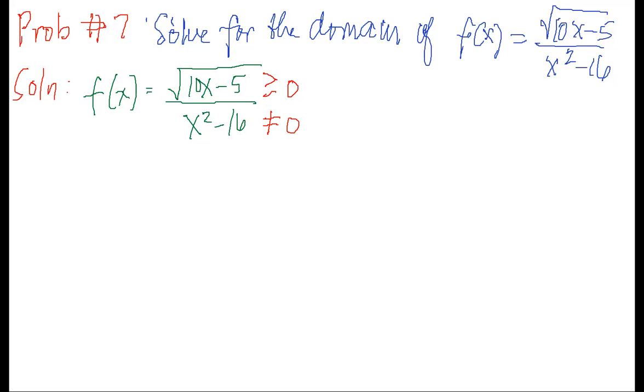So let's consider two conditions that we need to solve. Let's consider the numerator first. We know that 10x minus 5 is a radicand, and it should be greater than or equal to 0. And I hope you already know the reason why. If it becomes less than 0, the radicand or the numerator becomes imaginary. And we're not talking about imaginary numbers here. We're talking about real numbers.